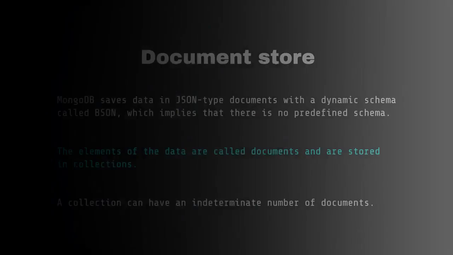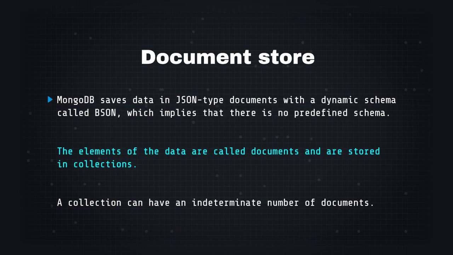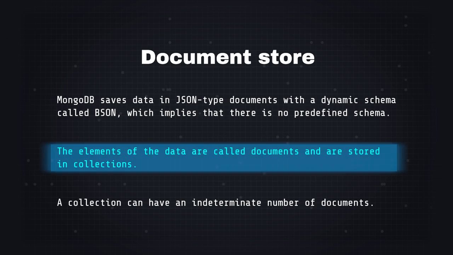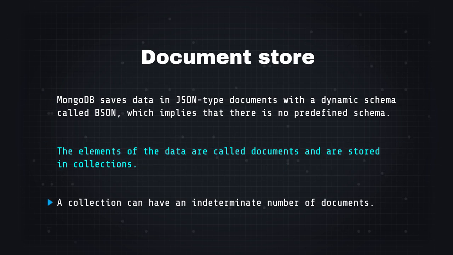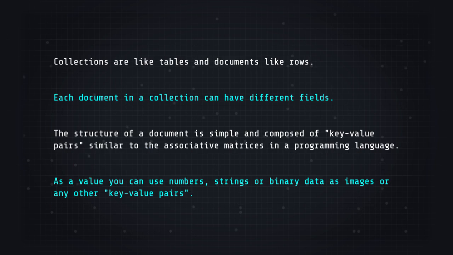Now, in order to understand how MongoDB stores information, we need to learn some concepts. MongoDB saves data in JSON-type documents with a dynamic schema called BSON, which implies that there is no predefined schema. The elements of the data are called documents and are stored in collections. A collection can have an indeterminate number of documents. Collections are like tables and documents like rows. Each document in a collection can have different fields.